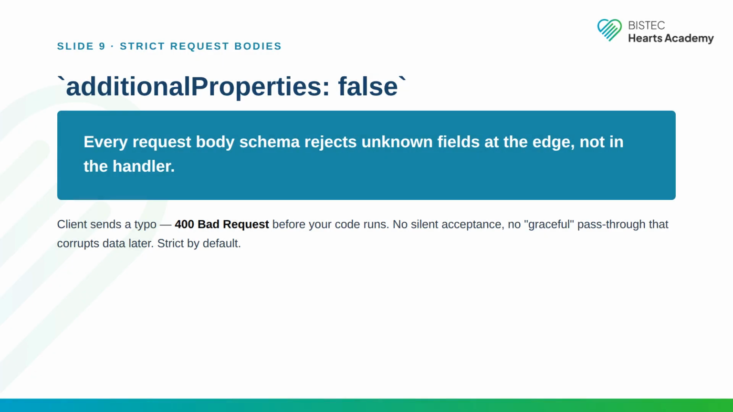Every request body schema rejects unknown fields at the edge, not in the handler. Client sends a typo, 400 Bad Request before your code runs. No silent acceptance, no graceful pass-through that corrupts data later. Strict by default.